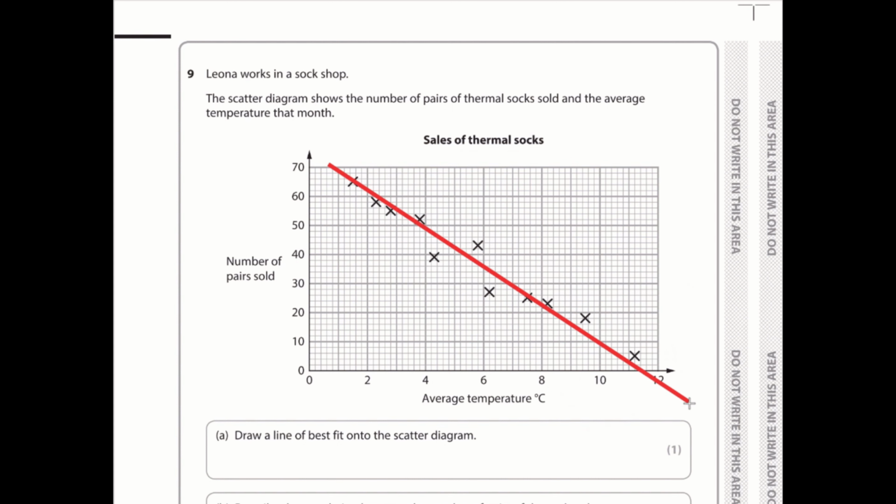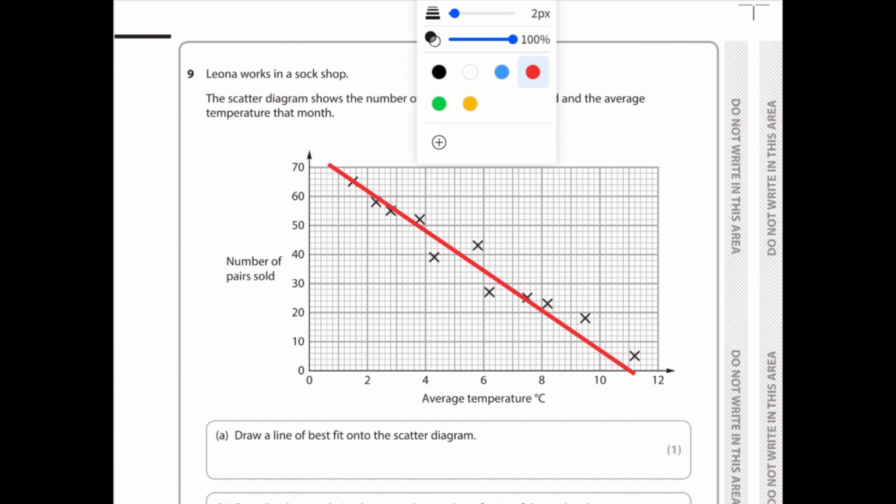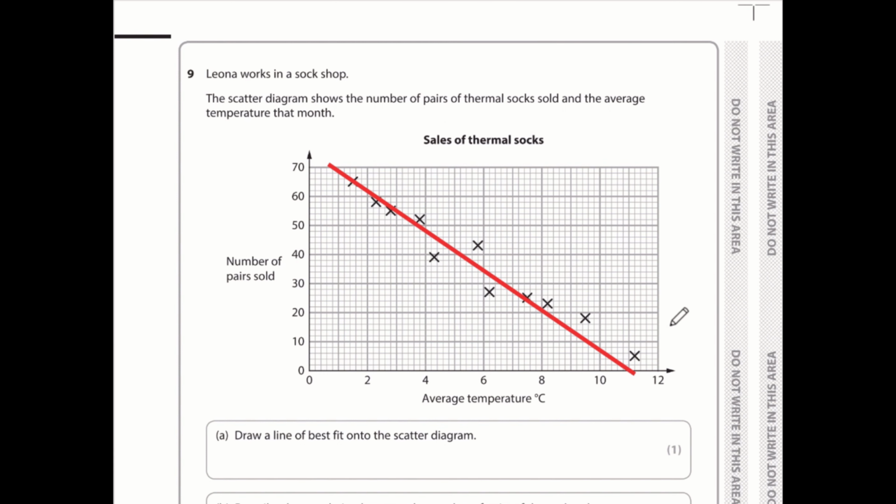Again, we're trying to go right through the middle, so something like this would be perfectly okay in my opinion. I'm not going to count the number of dots that are above and below. That looks about right to me. That will be fine. Okay, so that's part A done.